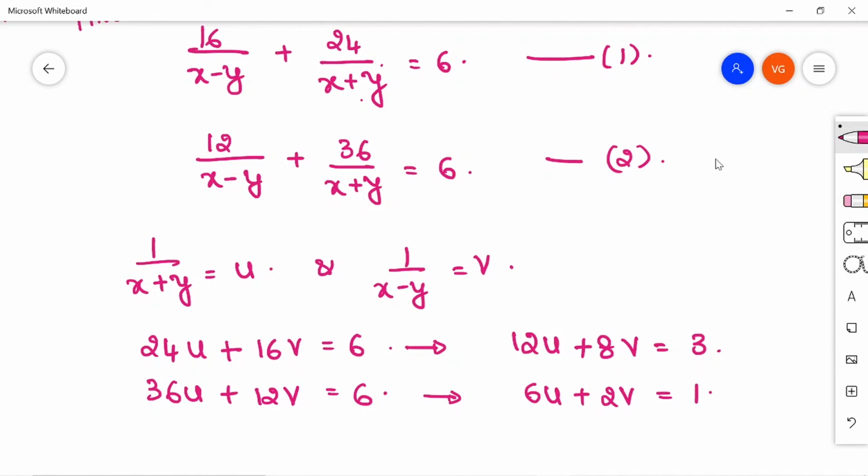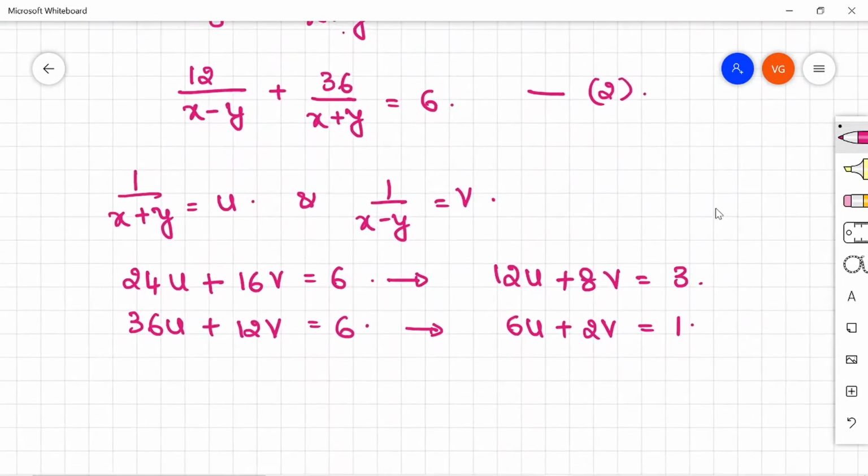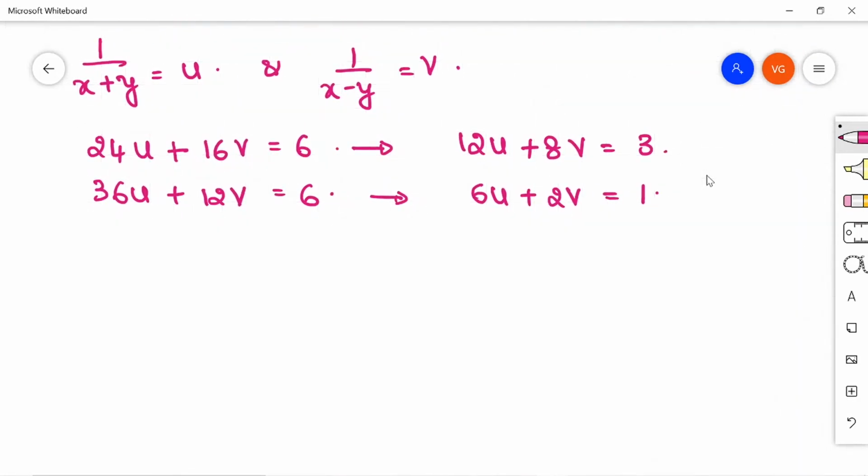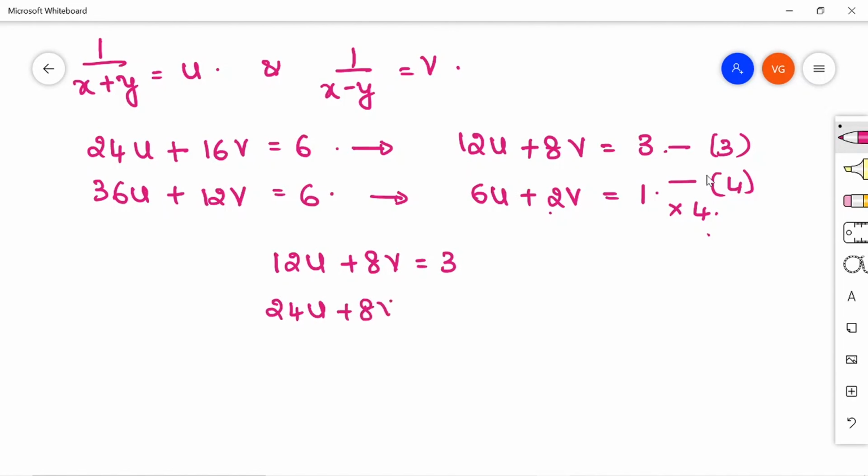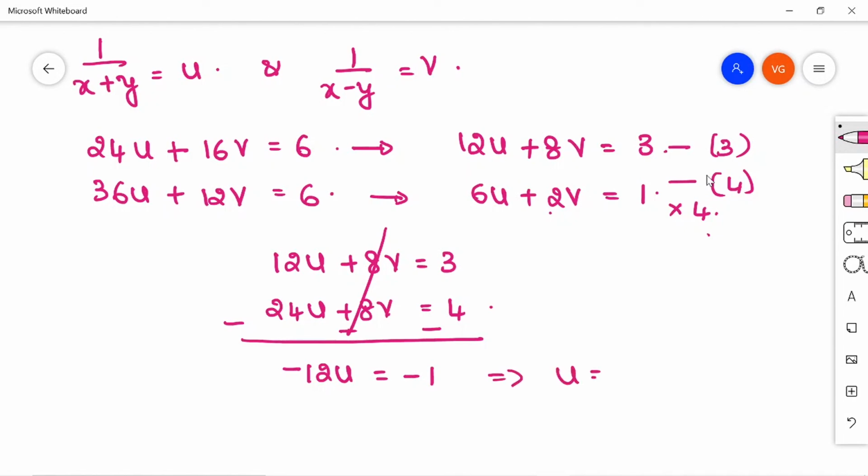Now you can try to simplify these two equations to get the value of u and v. So try to multiply this equation with 4. Let us call these equation number 3 and equation number 4. So multiply equation number 4 such that v will get cancelled. So 12u plus 8v is equal to 3, and 24u plus 8v is equal to 4. Now subtract. This is minus 12u is equal to minus 1, which implies u is equal to 1 by 12. So u value you got.